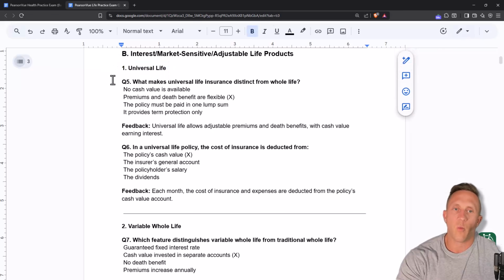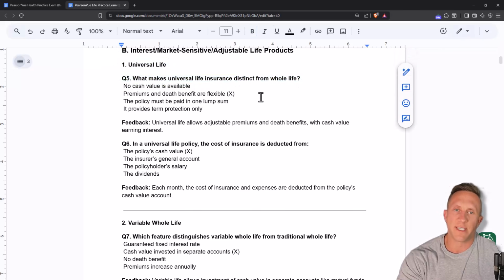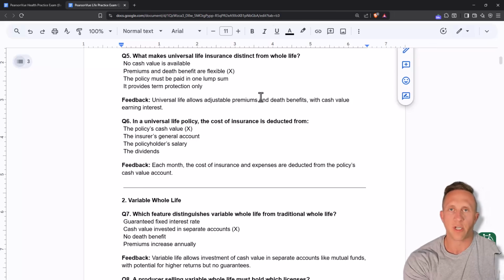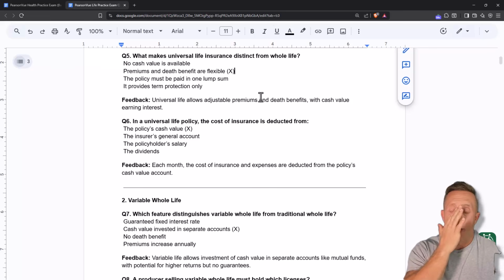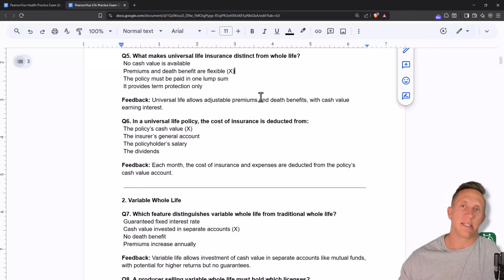Universal life. So what makes universal life insurance distinct from whole life? In these types of questions, there are comparison questions where they'll be comparing one type of insurance or one concept to another. So this is really where knowing the concepts is important. It's not always just about memorizing the questions that you take on your practice test. It's about understanding the concepts. That's really what I try to teach people.